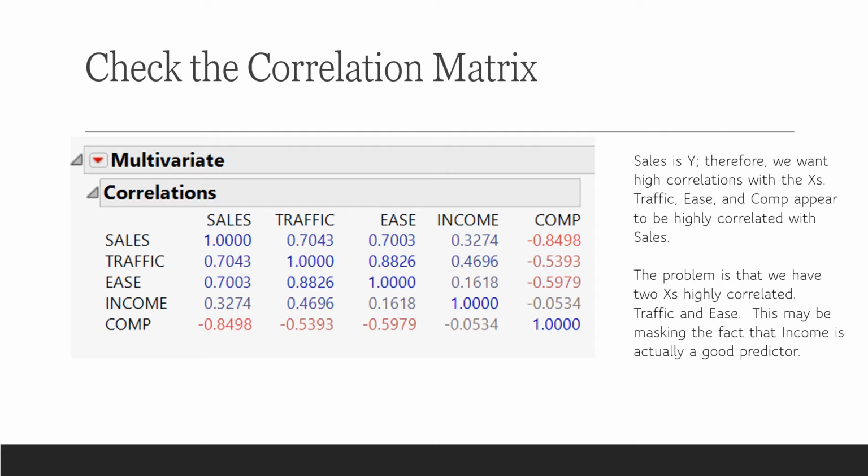Now, multicollinearity can cause several things to happen. It can mask a good predictor, like income. It can make the signs appear opposite of logic. I don't think that has happened in this particular place. And then we might also have redundant information because of multicollinearity. So now let's figure out what to do to fix that.